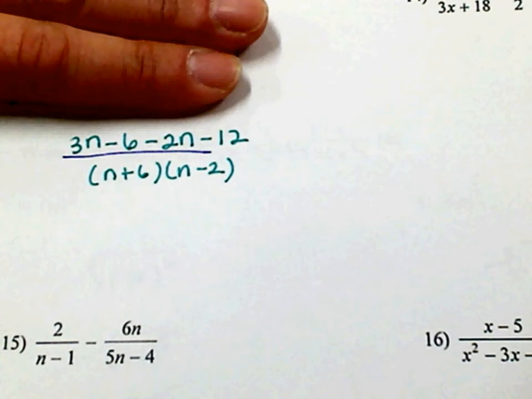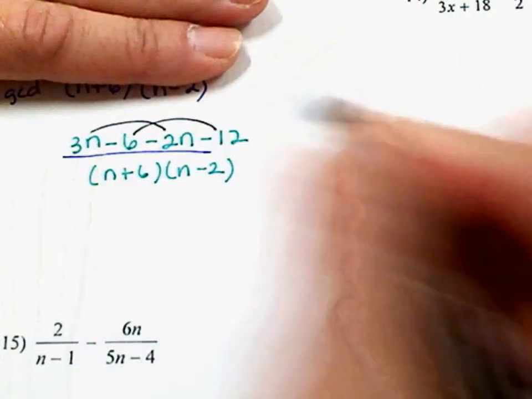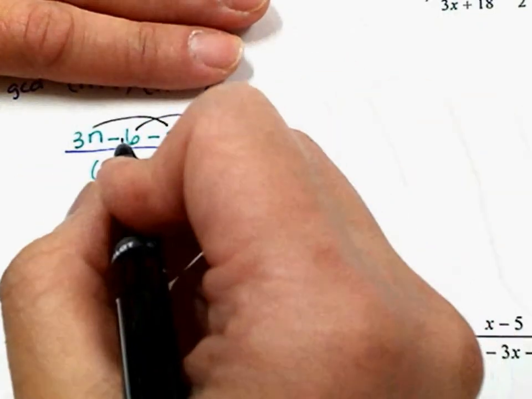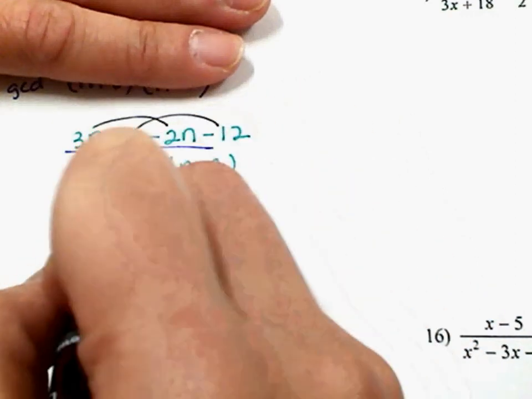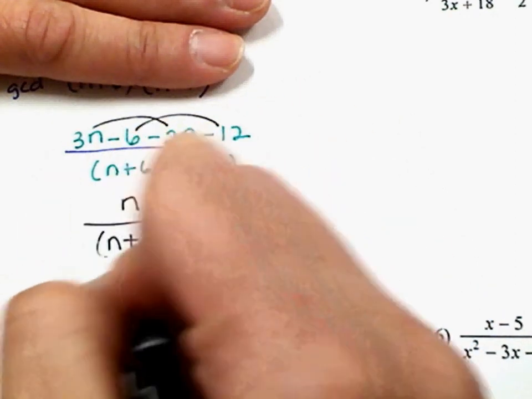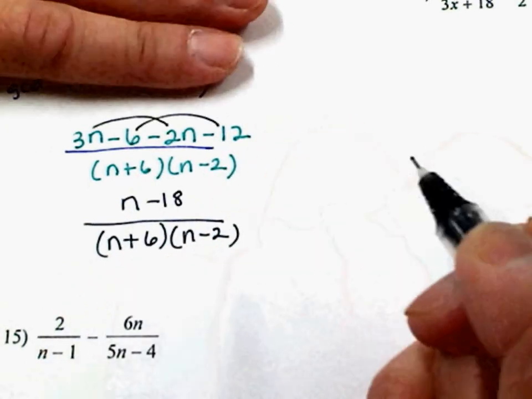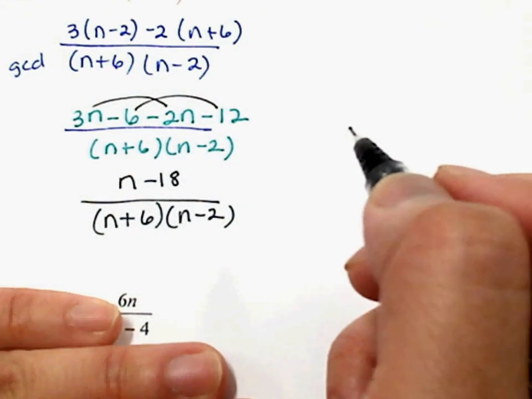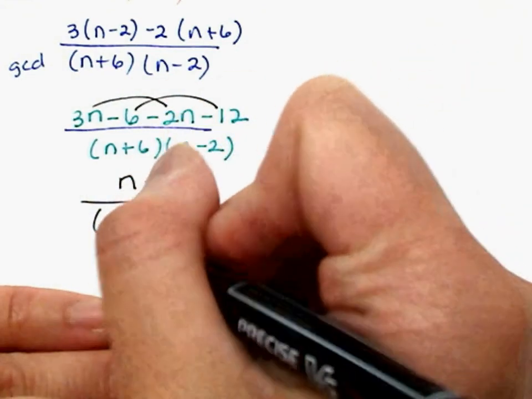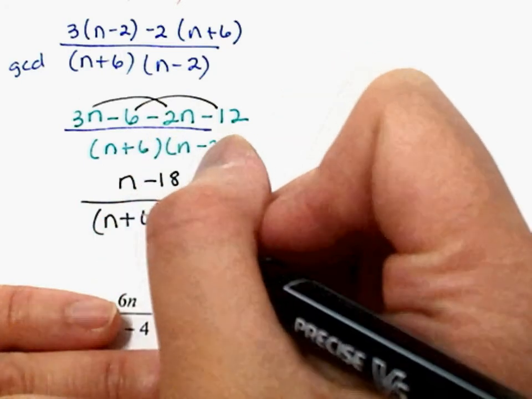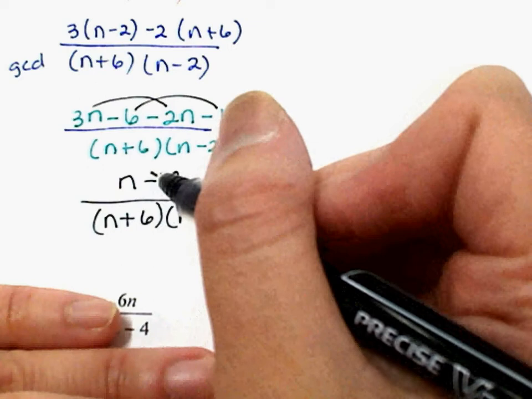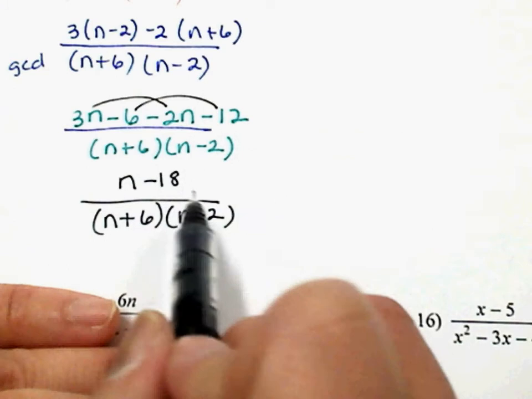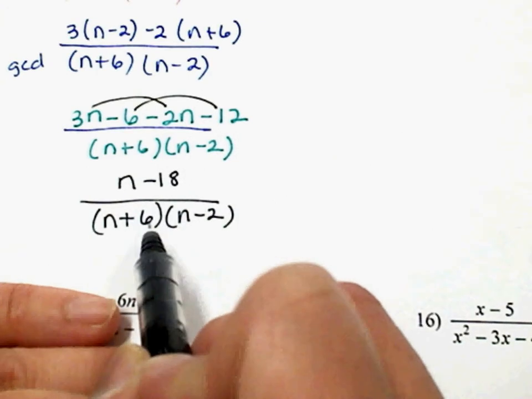Okay. So these two and these two. Is that right? All right. 3n minus 2n is n. Negative 6 minus 12 is negative 18. All of it over n plus 6 times n minus 2. Can I cancel anything out? Can I cancel out the n? No, there's a leech. There's a parasite. There's something attached. There's a plus and a minus. And I can't simplify that, can I? Can I simplify n minus 18? No. That one, no. That one, no. So there's your final solution.